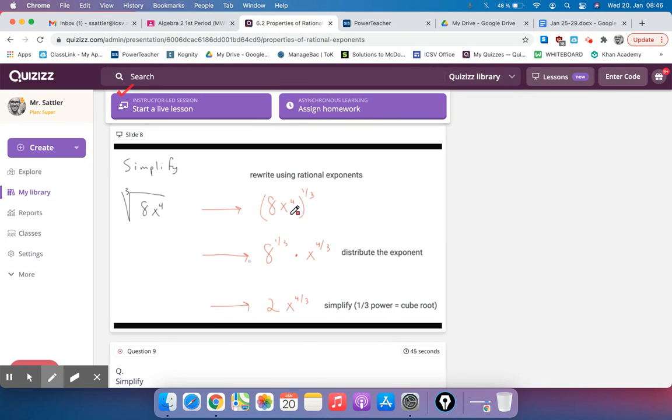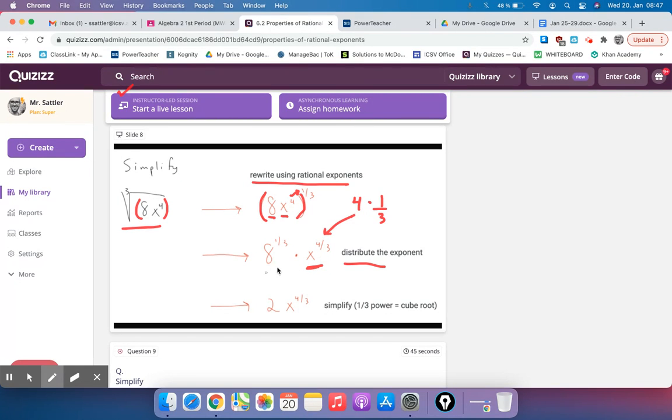Okay, another example. So now if we start out in root form, we've got the cube root of 8x to the 4th. First thing we want to do is rewrite using rational exponents. So remember, cube root means 1/3 power. So we're going to raise everything that was inside here, think of those parentheses and then extend them here, raise it all to the 1/3 power, and then distribute the exponent to each term, the 8 and the x to the 4th. So 8 to the 1/3, and then x to the 4/3 because I multiplied 4 times 1/3 is 4/3.